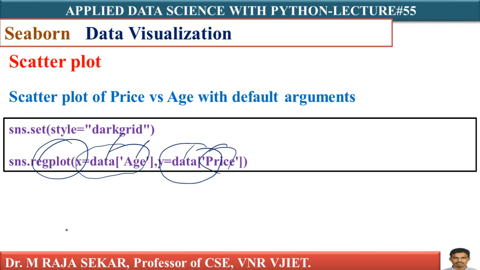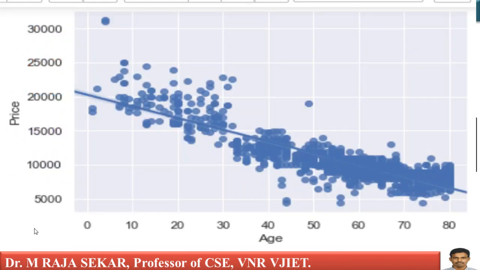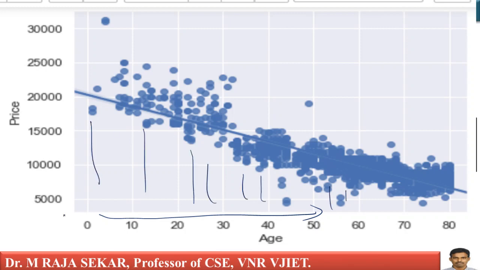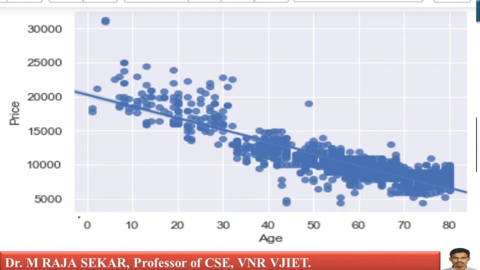So here, we will try to understand the output. Let me display the output. Just observe this graph. As the age increases, what is your interpretation? As the age increases, the price decreases. Here you have high price, and this height is decreasing, isn't it? What does it mean? As age is increasing, price is decreasing.